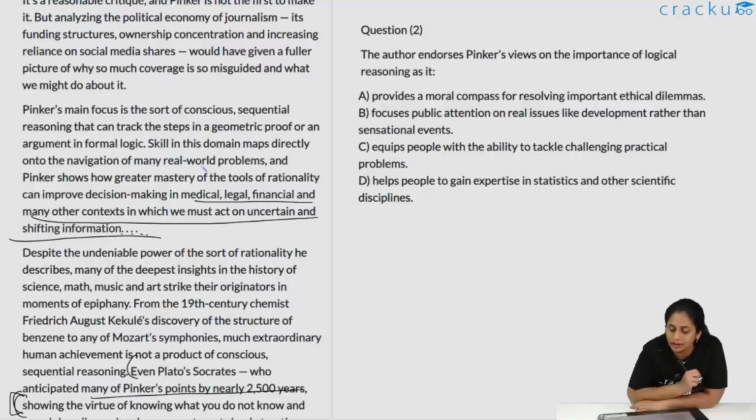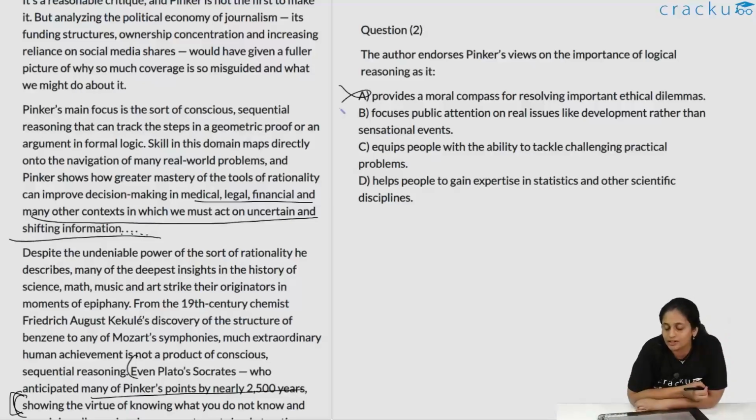So let us take a look at the options. Provides a moral compass for resolving important ethical dilemmas. The author says that logical reasoning is not the source of moral reasoning or moral or ethical education. The author says that moral and ethical education can come first, then you use logical reasoning after you have that. So this is not true.